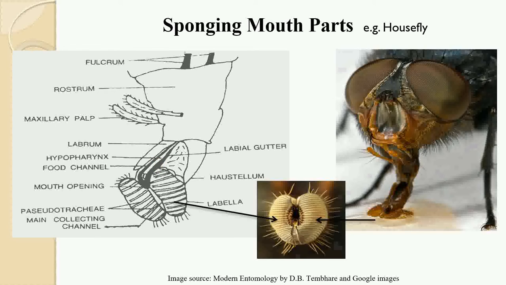leading to the functional mouth. This functional mouth is situated behind the base of the labrum. So here at the base of the labrum, the functional mouth is located.